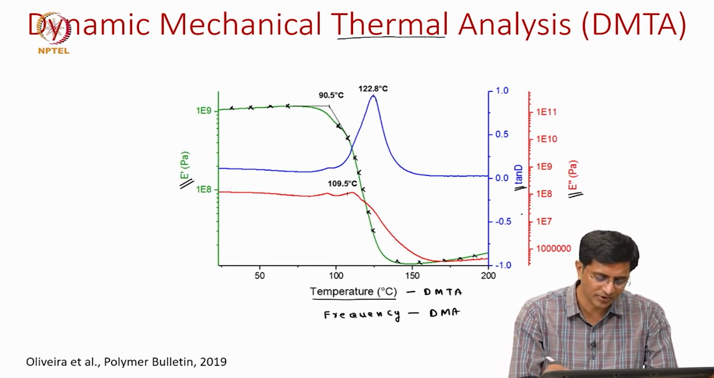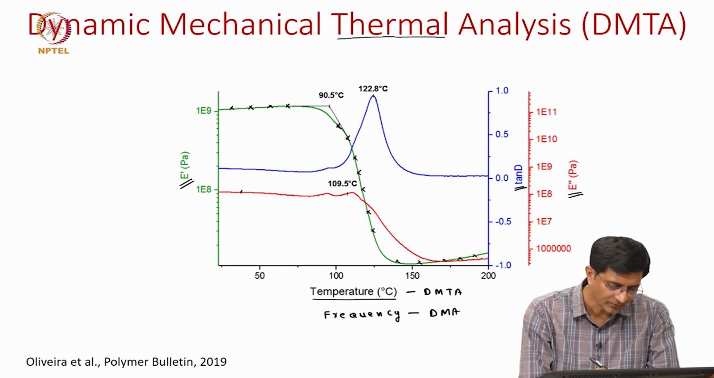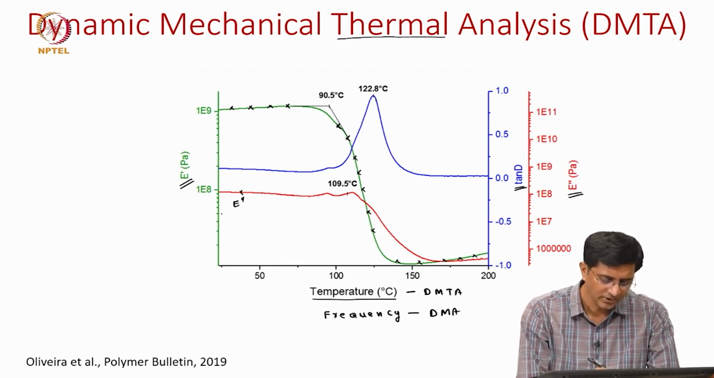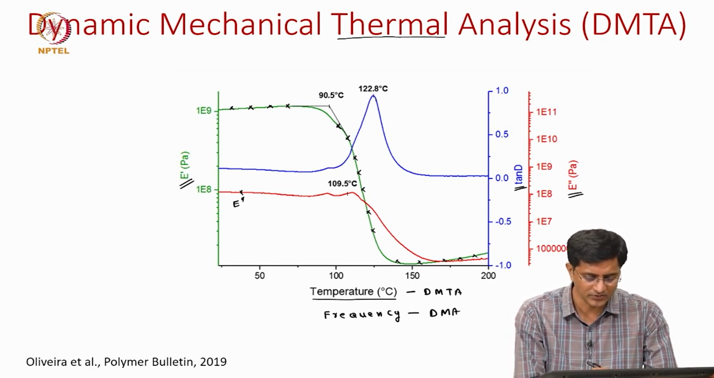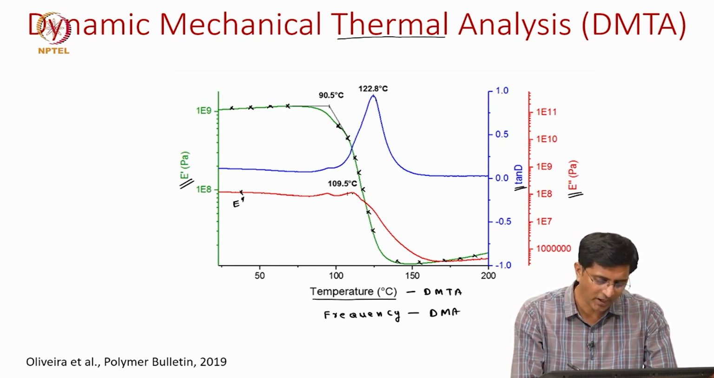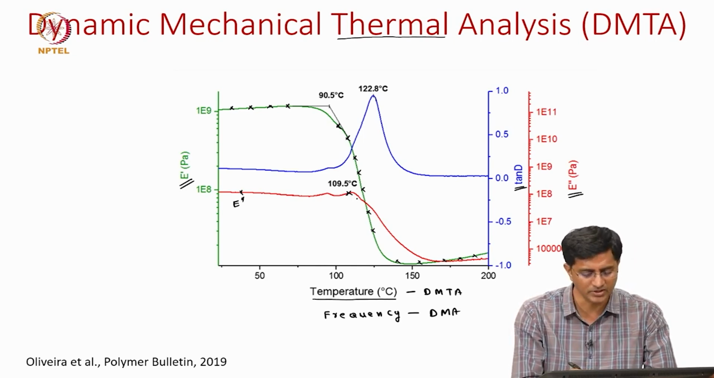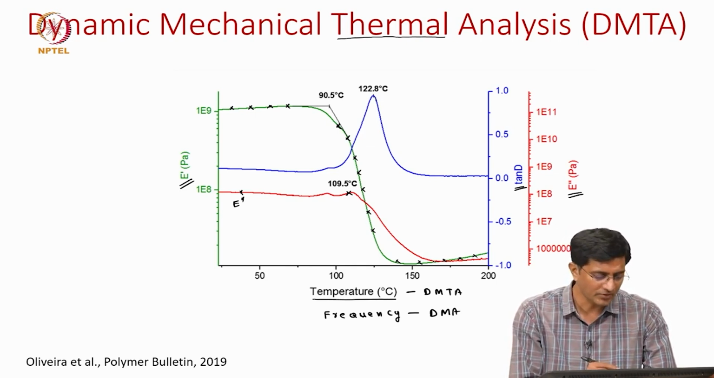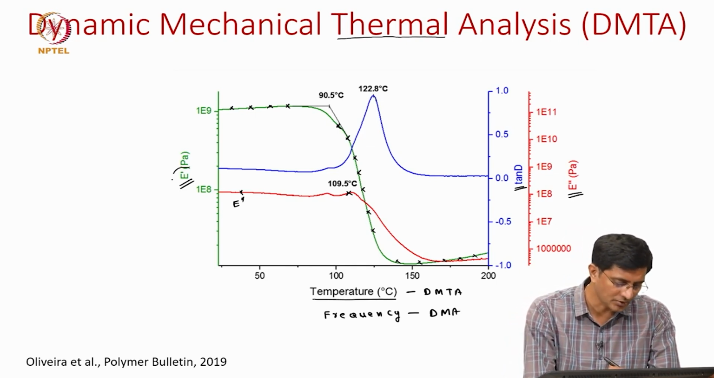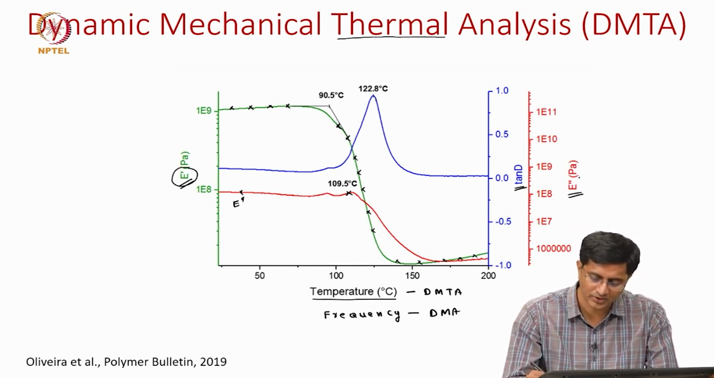Okay. Next, let us focus on the loss modulus. Loss modulus shown with red, this is the loss modulus. Initially at low temperatures these values are more or less constant, and then we see some peak happening at the glass transition temperature somewhere here. But after the glass transition temperature, the loss modulus value is significantly reduced.